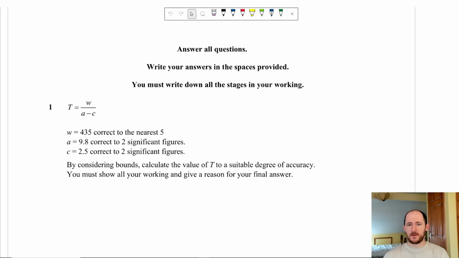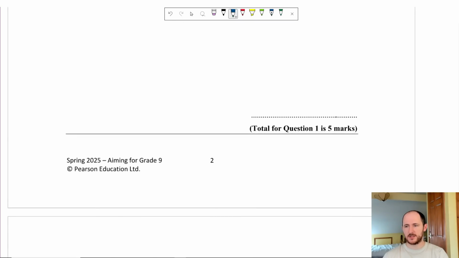In my opinion, this is probably the hardest bounds question that's ever come up, or at least this style of bounds question is definitely one of the hardest ones that has ever come up. And the reason for this is, it says here, by considering bounds, so we know we're going to do bounds, calculate the value of t to a suitable degree of accuracy. Now this is something that some of you might do in the future if you go into science or engineering or something like that, where you will round to a suitable degree of accuracy, so this is somewhat useful for some of you. But then it says you must give a reason for your final answer. Now this is a 5 mark question.